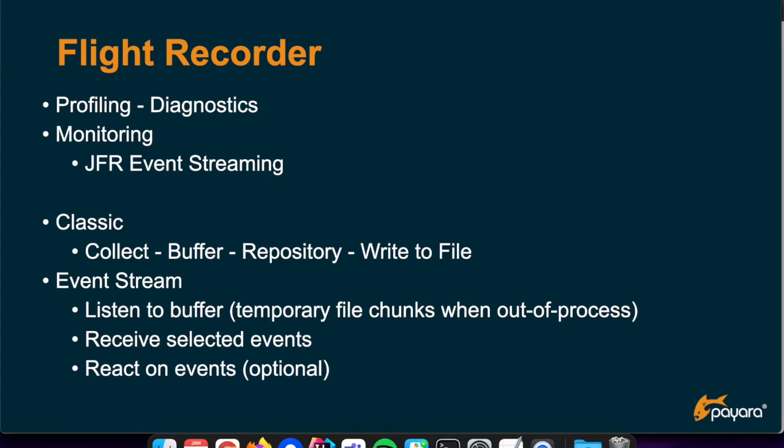But now with that event stream, we can listen to the in-memory buffer. So our application itself can listen to the events that are emitted by the JVM running your application. You can also listen to that repository if you want to have an application out of process, a separate application that listens to all those events. And then you can act on certain types of events. For instance, as you will see in the example, we will act on the garbage collection events.